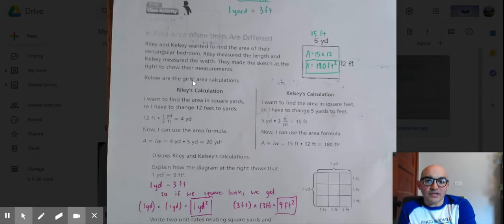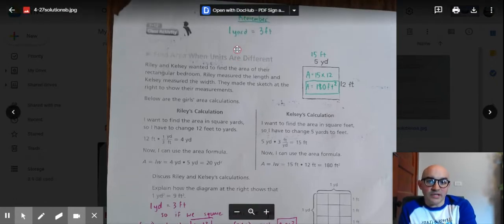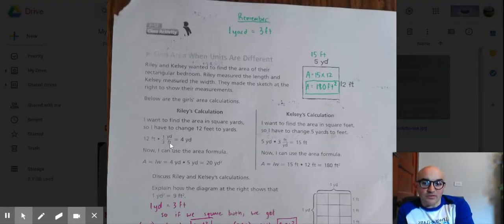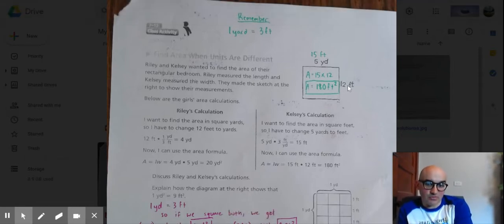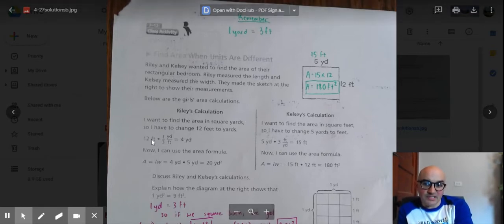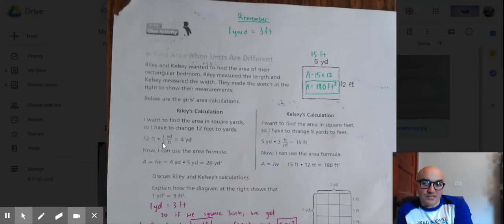Riley took the same unit rate of 1 yard equals 3 feet, except she did the inverse. She found the unit rate for 1 foot, and she wrote it like this: 1/3 of a yard is equivalent to 1 foot. She multiplies the measurement of 12 feet, converting it into yards. Feet and feet cancel out, so now we have 12 times 1/3. 12 times 1/3 is 4, and the unit that's left over after all the canceling is yards. So 4 yards.